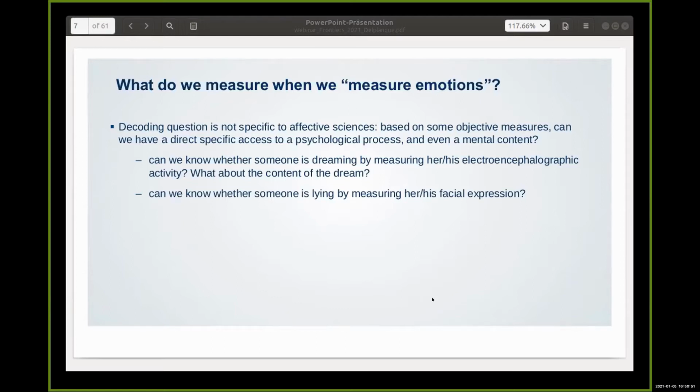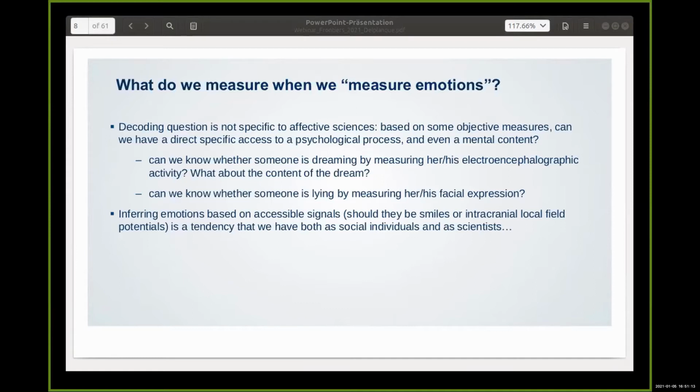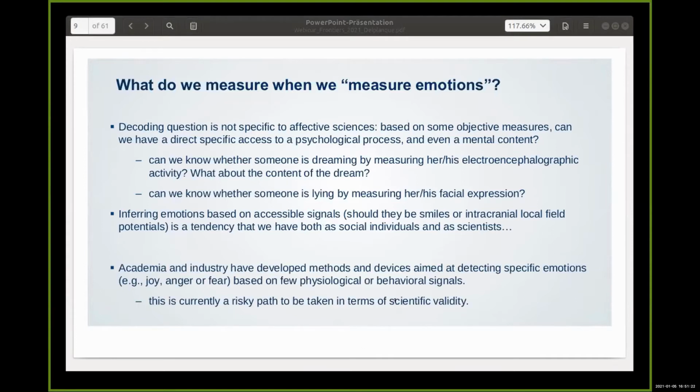And in our daily social interactions, we use behavior of others to infer what they feel. We may make wrong inferences, but we spontaneously make such inferences about the emotions of others based on social and affective cues. So inferring emotions based on accessible signals is a tendency that we have both as social individuals and as scientists. And in fact, academia and industry have developed methods and devices aimed at detecting specific emotions like joy, anger, fear, disgust, or whatever. And those methods and devices are based on physiological and behavioral signals. And I will try to show you that this is currently a risky path to be taken in terms of scientific validity, and I will try to explain why.